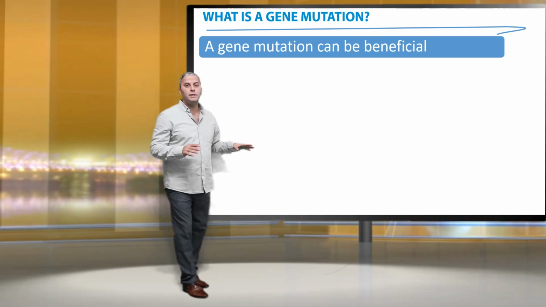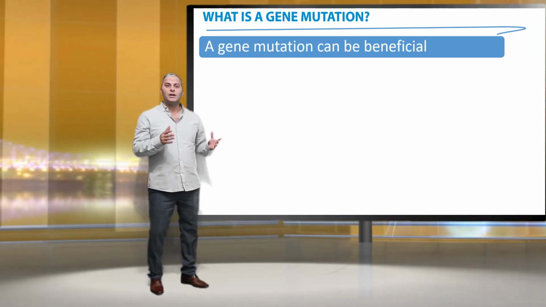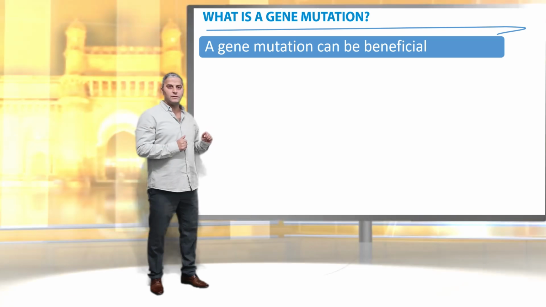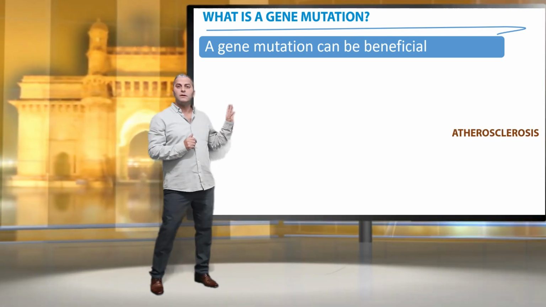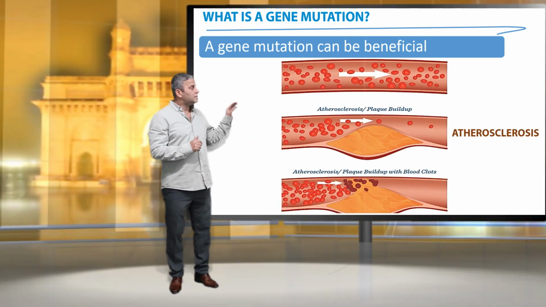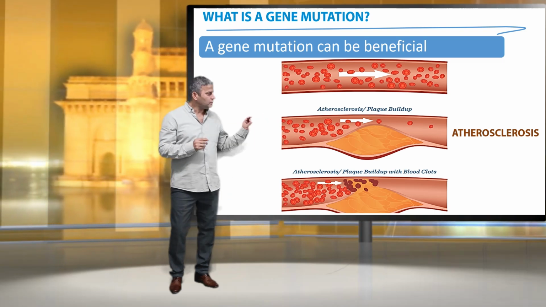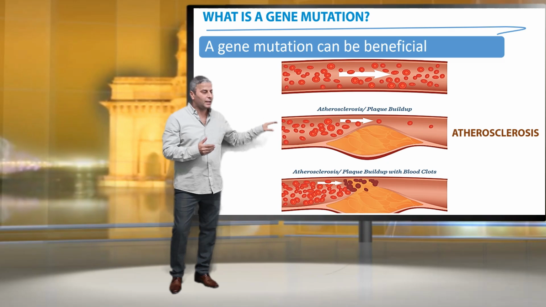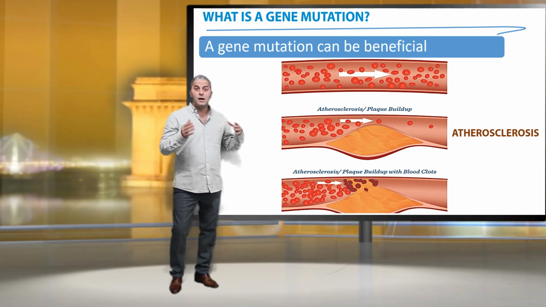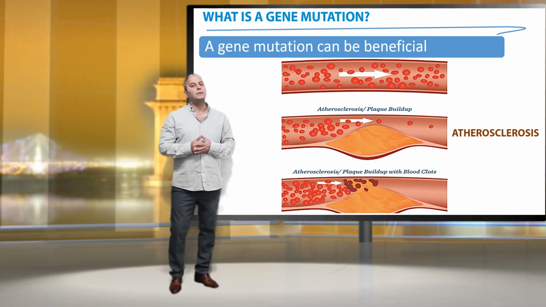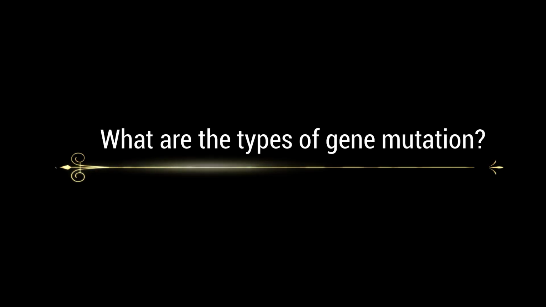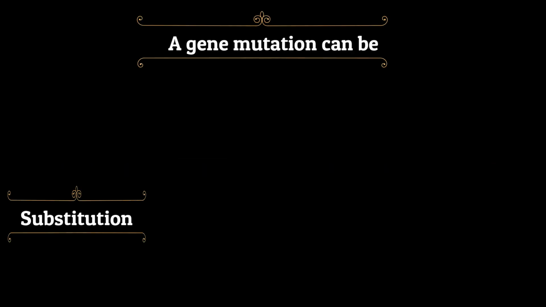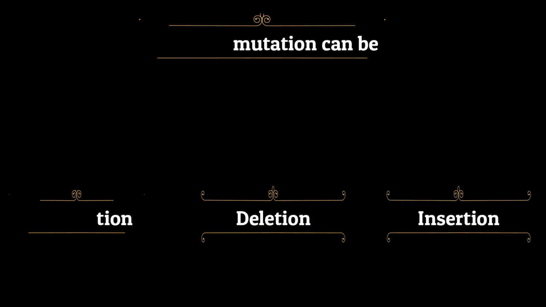Also, mutation can be beneficial, such as mutation protecting from some diseases like atherosclerosis. In atherosclerosis disease, the arteries become narrowed and hardened due to the accumulation of plaque in their inner walls. This blocks the blood circulation. A gene mutation can be substitution, deletion, or insertion.